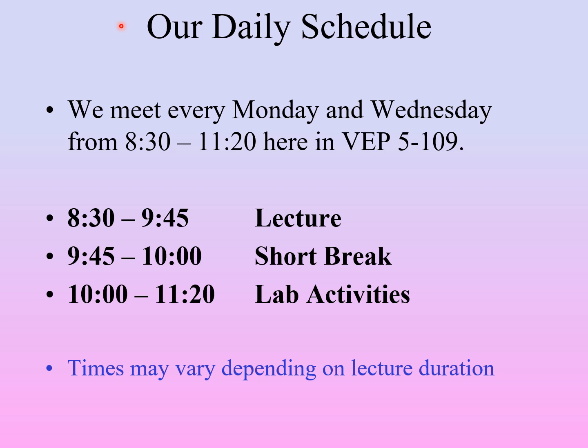So this explains our daily schedule and how we will break out the day. This is different than what you see on your official Cal State schedule, which shows that on Monday you have lecture and on Wednesday you have lab. We're going to do it a little bit differently. We will meet every Monday and Wednesday from 8:30 in the morning till 11:20, as your schedule shows.